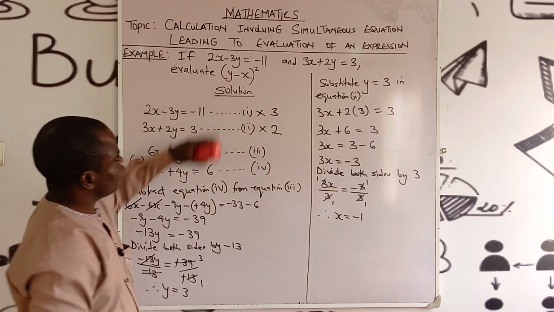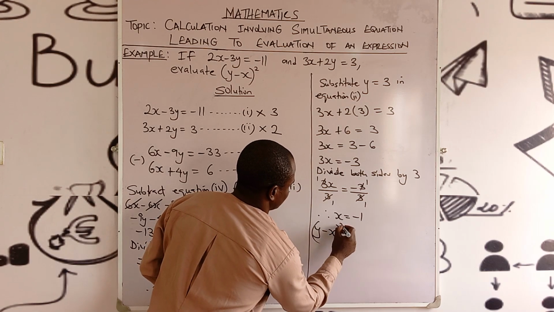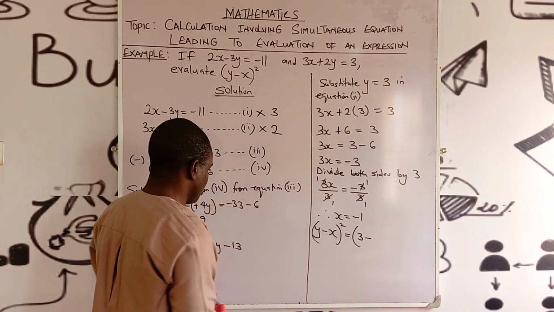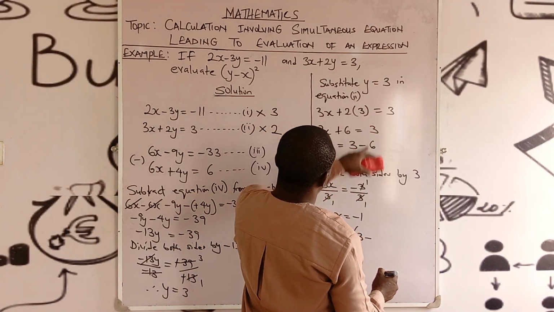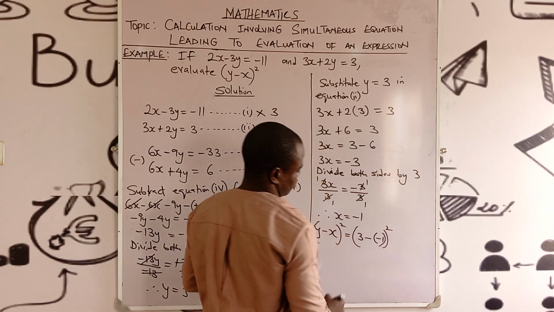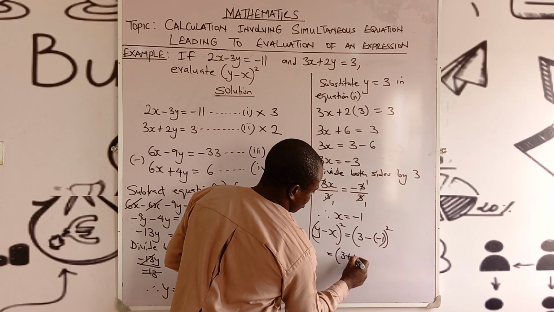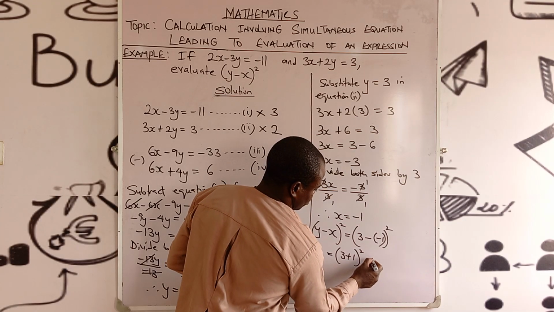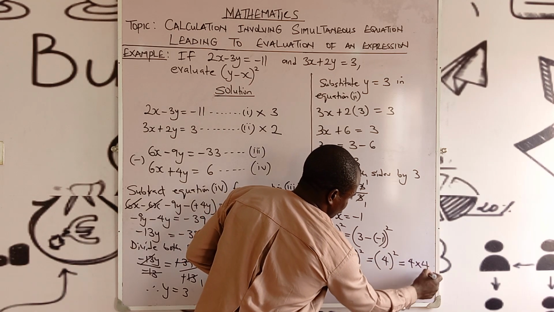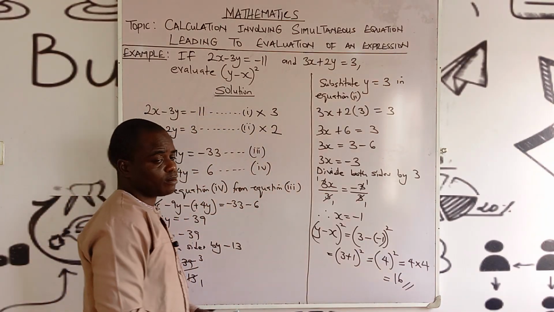Now go to the expression evaluation. y minus x squared equals, what's our y? y is 3. 3 minus, what's the value for x? It is minus 1, minus 1 squared. Now, negative and negative is positive, which is 3 plus 1 squared. 3 plus 1, that's 4 squared. 4 squared means 4 times 4, which is equal to 16. That's the evaluation of y minus x squared.